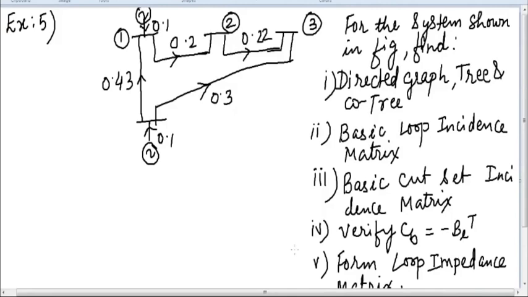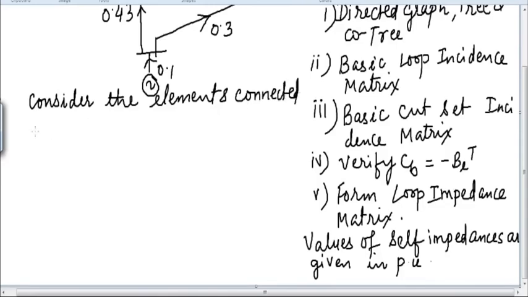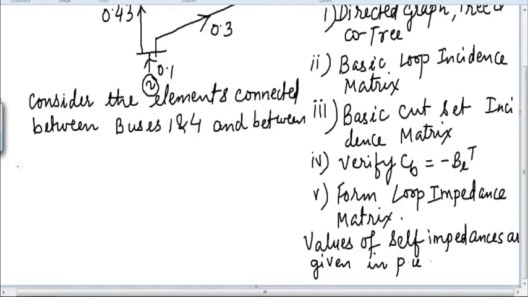So we have to make use of all these values. And one more condition that they have given in the problem is: consider the elements connected between buses 1 and 4 and between 3 and 4 as links.